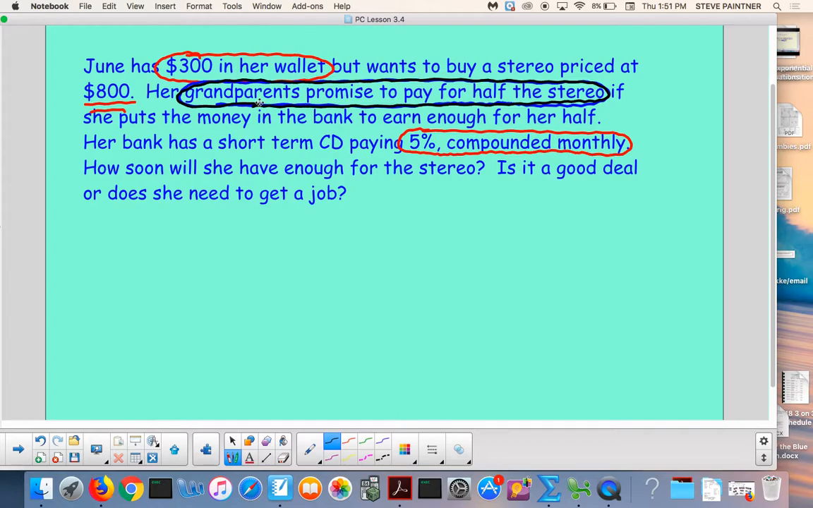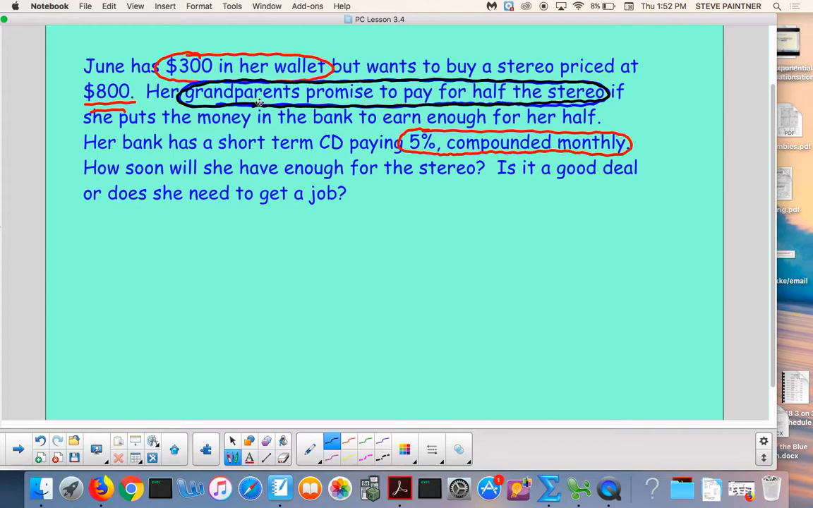All right. If she puts the money in the bank to earn enough for her half, her bank has a short-term CD paying 5%, compounded monthly. How soon will she have enough for the stereo? Is it a good deal, or does she need to get a job? Well, let's take a look.